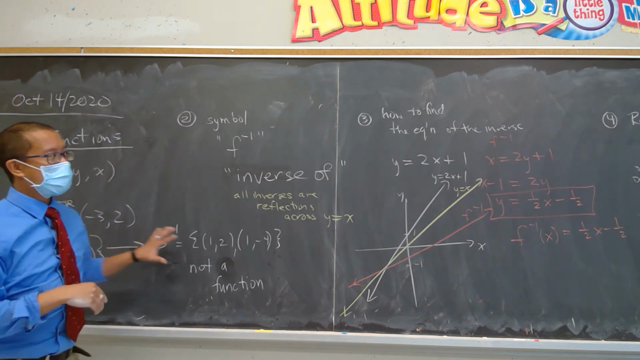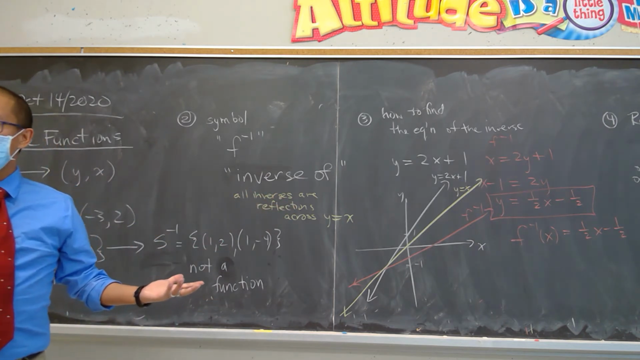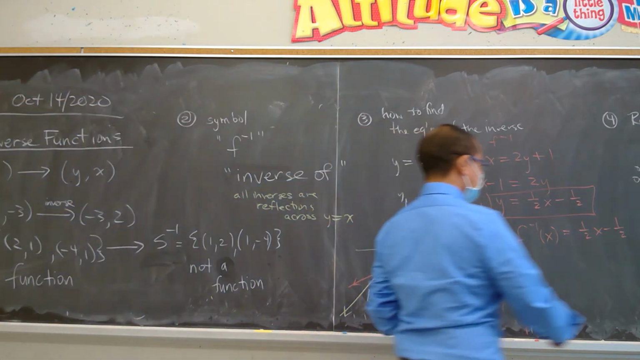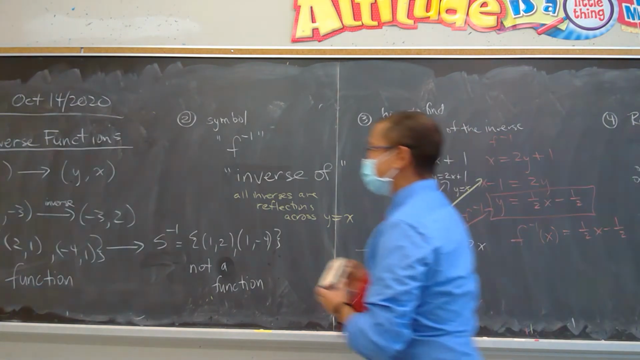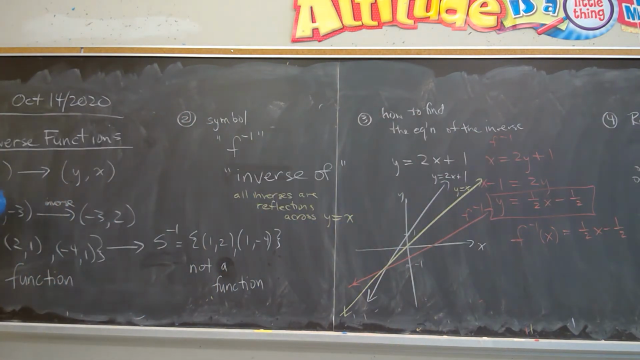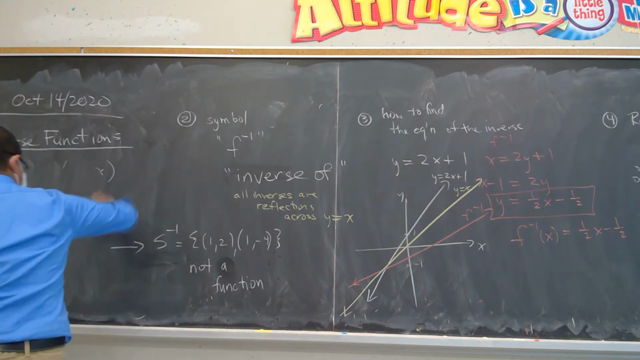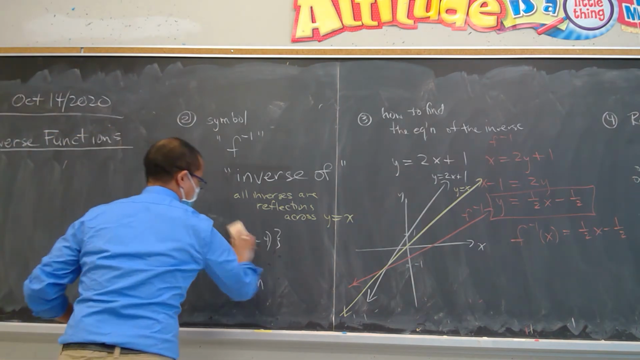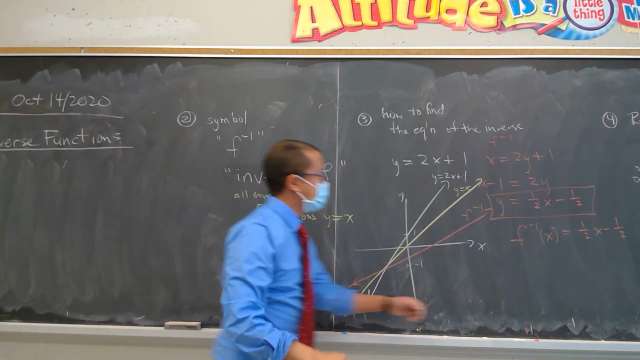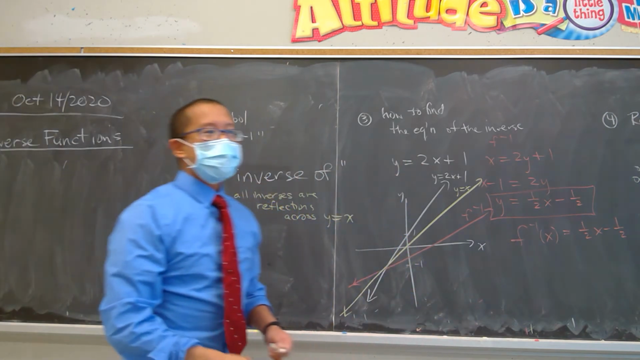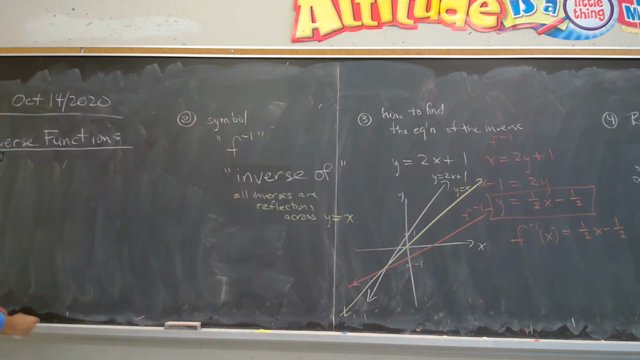I'm going to erase this chalkboard, but we need to do the second example with the quadratic. Is that okay? We'll do it over here. And we'll do it actually in vertex form, if that's okay.